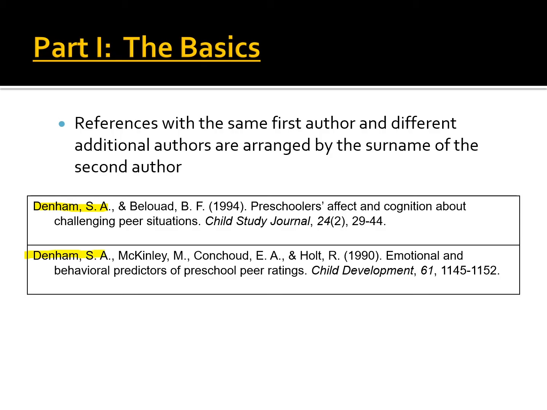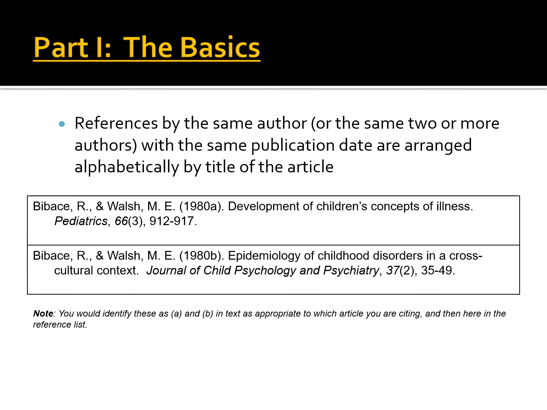References with the same first author and different additional authors are arranged by the surname of the second author. So, for instance, we have an example here where Denham is the first author in both of these cases, and then Denham buddied up with Belaud in one study, and then in a separate study, cozied up with McKinley, Couchaud, and Holt. So, because the letter B comes before the letter M, then we are going to have Denham and Belaud coming before Denham and McKinley, etc.